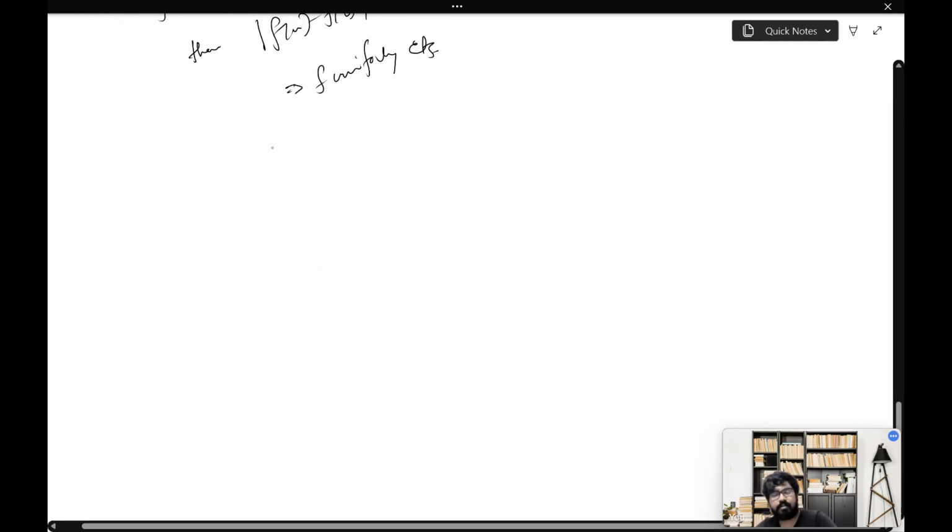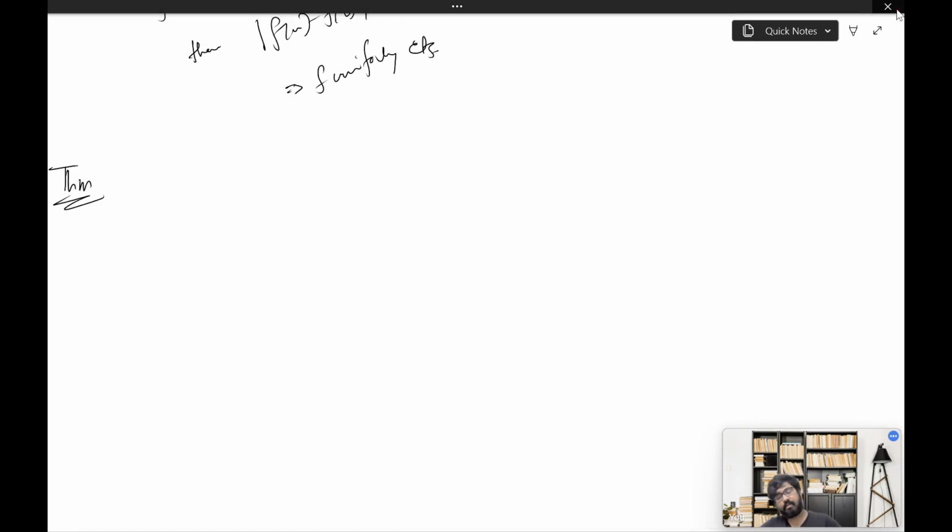Now, there are some theorems which we are going to use without proof. The importance of these theorems is that they can be used to prove whether a given function is uniformly continuous or not. Directly there is no use of these two theorems which I am going to write.